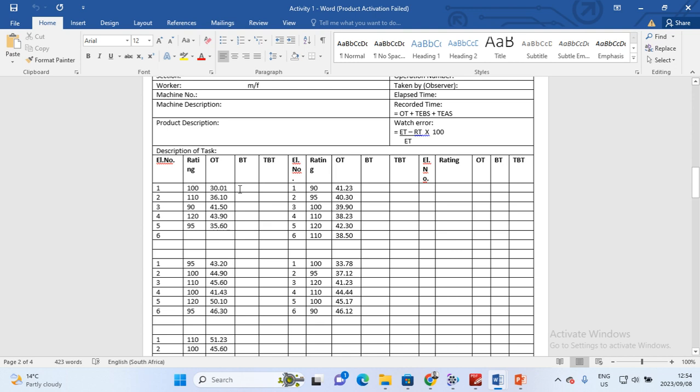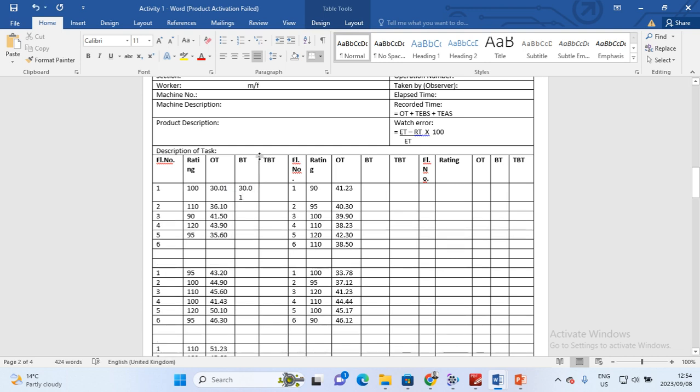I'm going to repeat this again. To obtain the basic time of your first element in your first cycle, you take 100, multiply it by 30.01, then divide the answer by 100, which should give you 30.01. I hope that was clear enough. We're going to go on to our second element in cycle 1, it's going to be the same procedure.